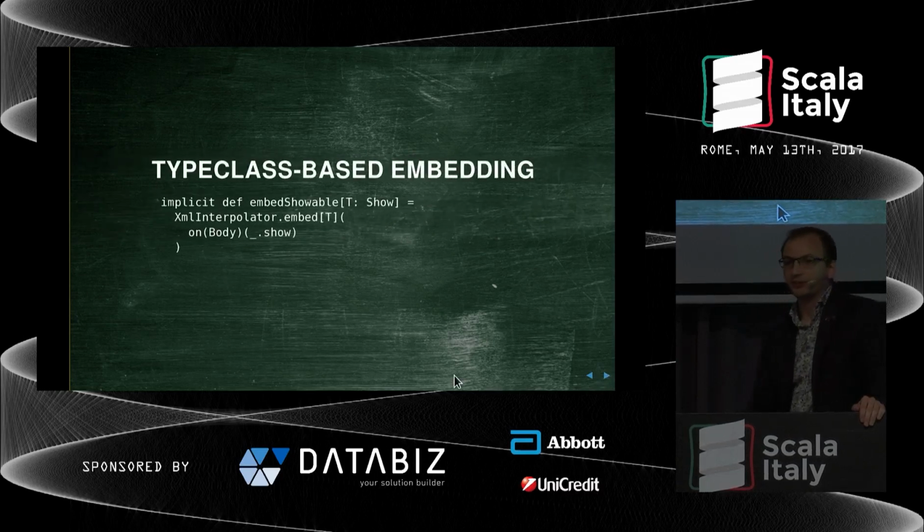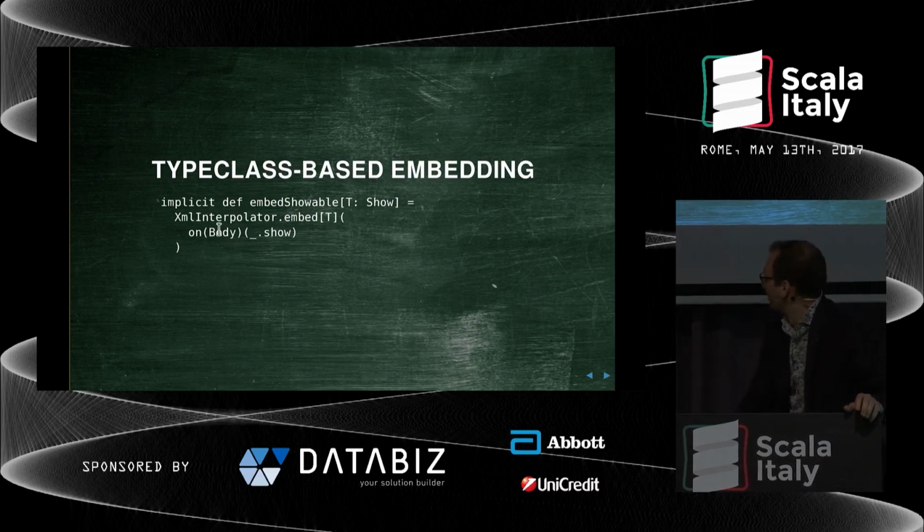We can even be more general. Anyone who's done some more advanced type class work may be familiar with this sort of pattern. We want to embed any type that is itself showable. So any type that has a show type class, we want to say this will be embedded. This can be embedded in body position. And the syntax is very similar, but we take a type parameter there, and we're making our embed implicit generic on that type parameter. So if you're familiar with show, this should be straightforward. If you're not, don't worry about it. It's a more advanced usage.